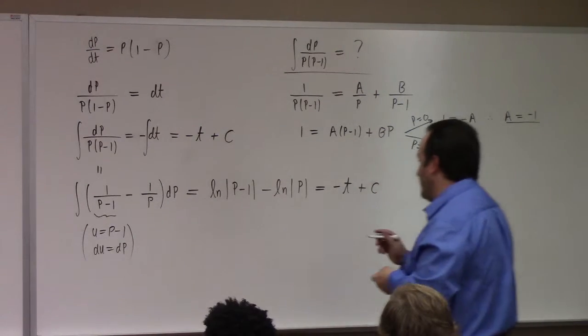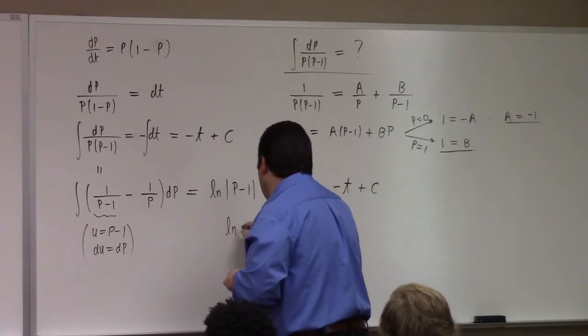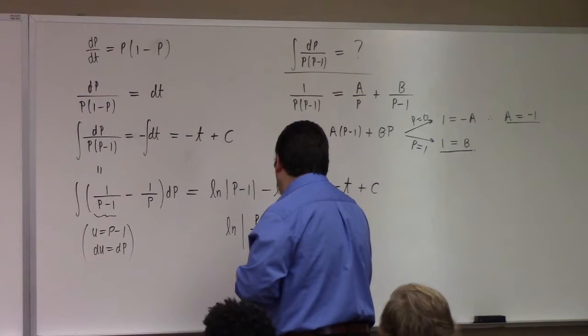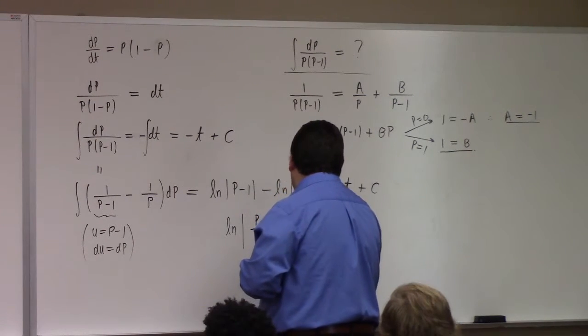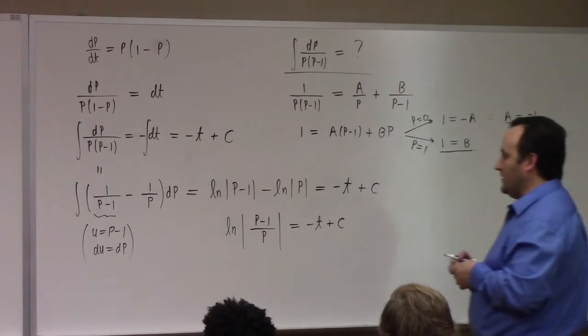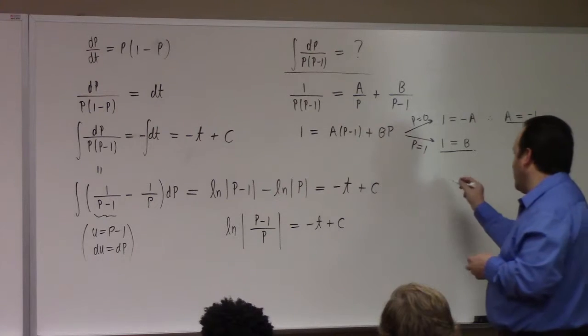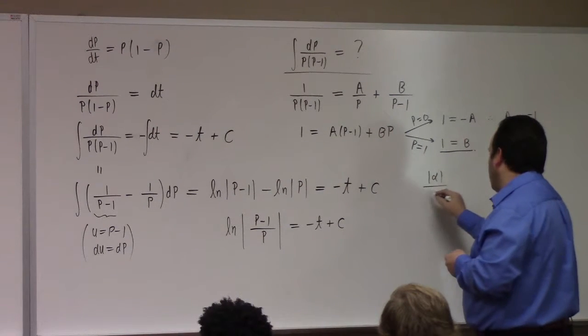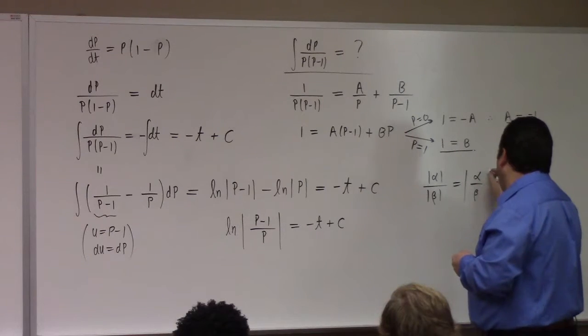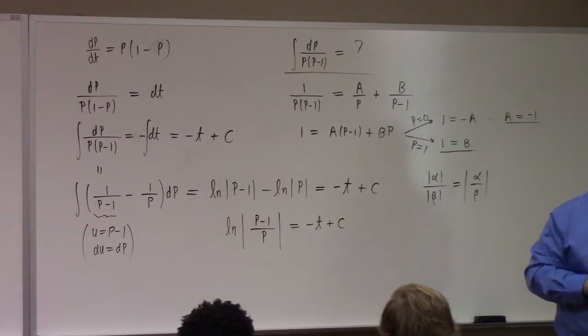So, properties of logarithms. This is natural log, the absolute value, p minus 1 over p. Actually, properties of both logarithms and absolute value I just used there. I used a property we know for absolute value, which is that the absolute value of alpha over the absolute value of beta is equal to the absolute value of alpha over beta. Fun fact. It's true.